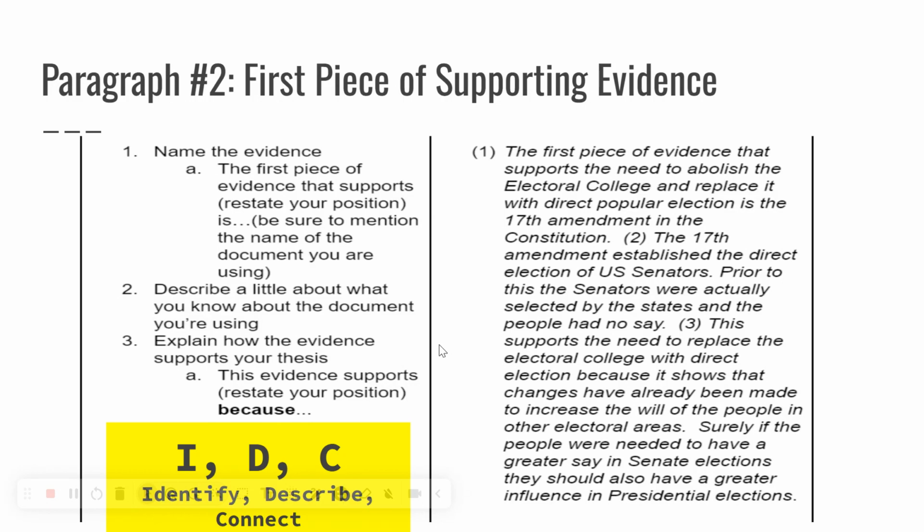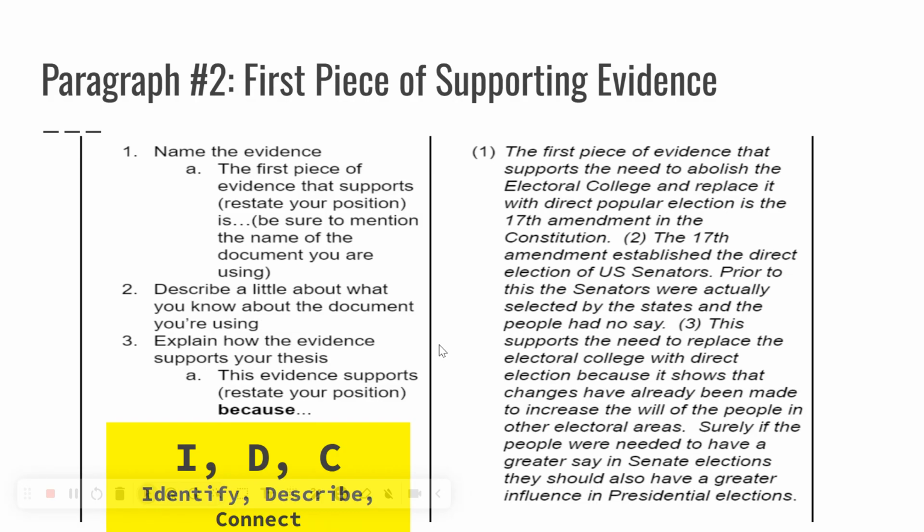The second thing I have to do is describe it a little bit. So if the 17th Amendment from the Constitution is my point, I have to just show the reader I know something about the 17th Amendment. So the 17th Amendment established direct election of U.S. senators. Prior to this, senators were actually selected by the states and the people had no say. So I've described what the 17th Amendment is about. I've proved to the reader that I understand what I'm writing about.